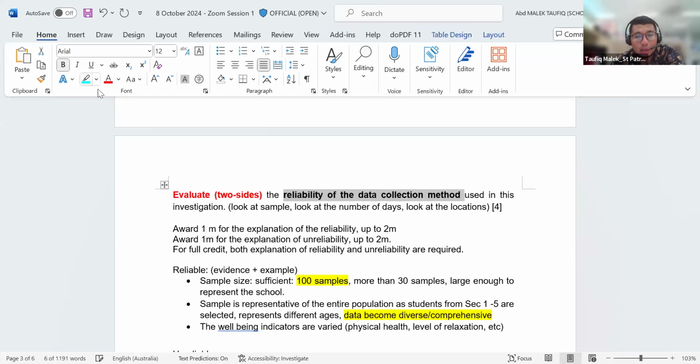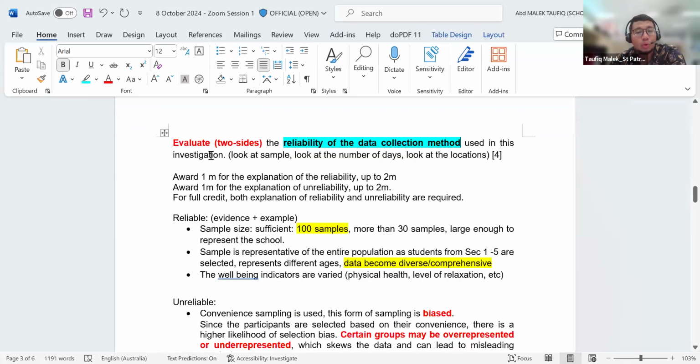Can you please highlight or underline something? We are talking about reliability. But if the question is about accuracy, then use the word accuracy. If the question is about evaluating the conclusion, then it's two-sided, whether the conclusion is valid or not valid. So you must follow the question. But this question talks about reliability, so whether it's reliable or not reliable.